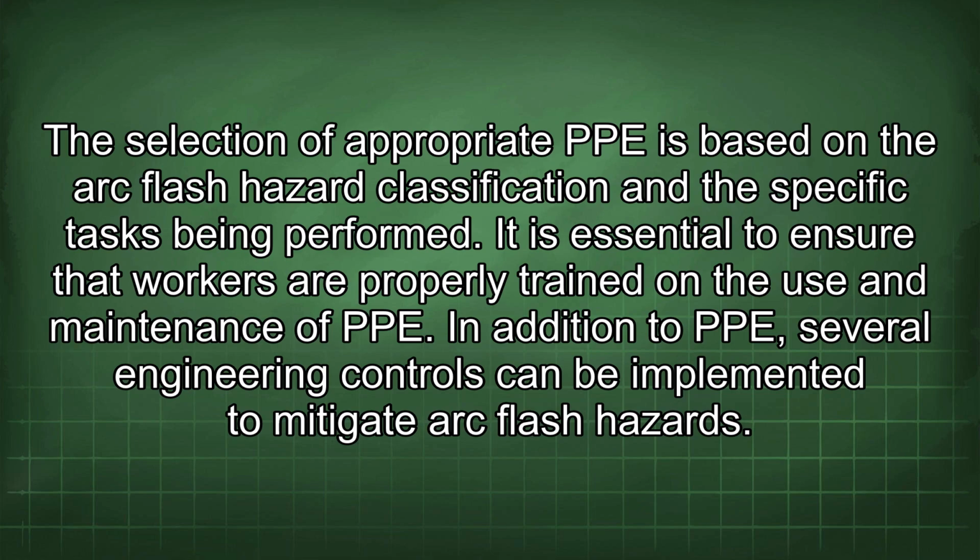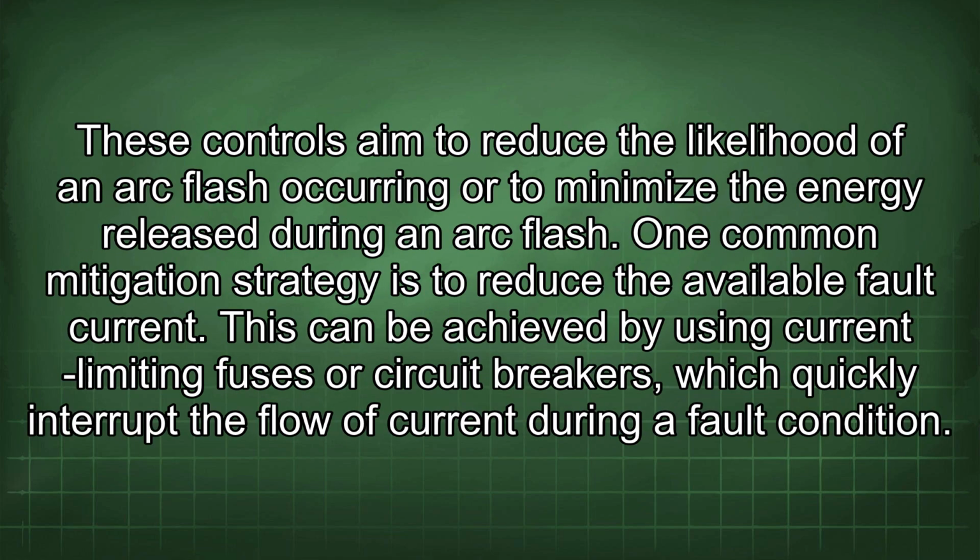In addition to PPE, several engineering controls can be implemented to mitigate arc flash hazards. These controls aim to reduce the likelihood of an arc flash occurring or to minimize the energy released during an arc flash. One common mitigation strategy is to reduce the available fault current. This can be achieved by using current-limiting fuses or circuit breakers, which quickly interrupt the flow of current during a fault condition.